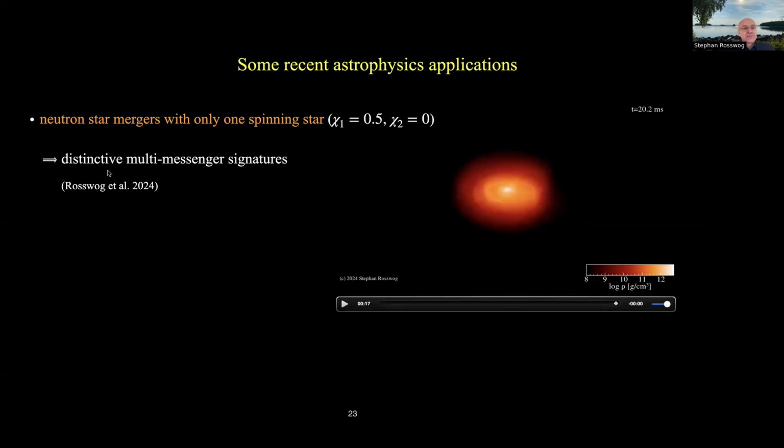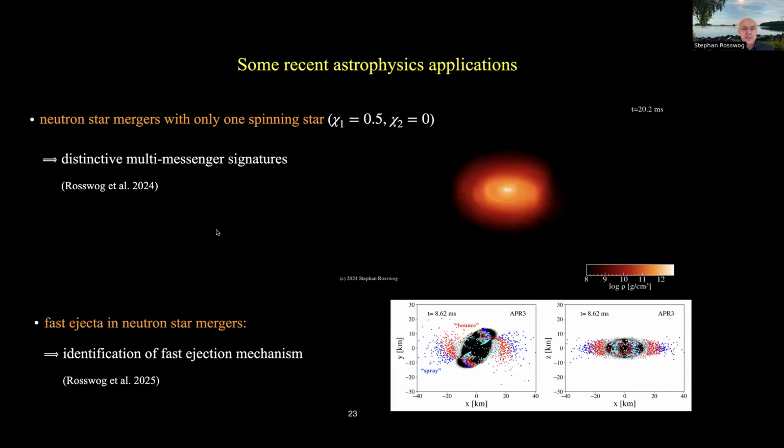And there we looked at various multi-messenger signatures of that system. If you're interested in the details, have a look at our paper from last year. Then there's another one from this year, and this is about fast ejecta. If I'm saying fast ejecta, these are ejecta that have larger velocities than, say, something like 50% of the speed of light. And although this is not much matter, it may be pretty interesting for the electromagnetic signal because there are a couple of signals related to this fast ejecta.